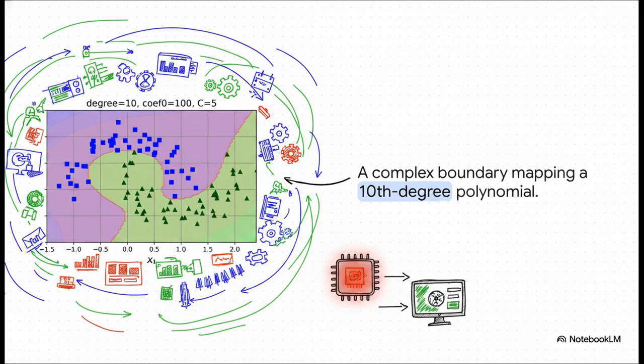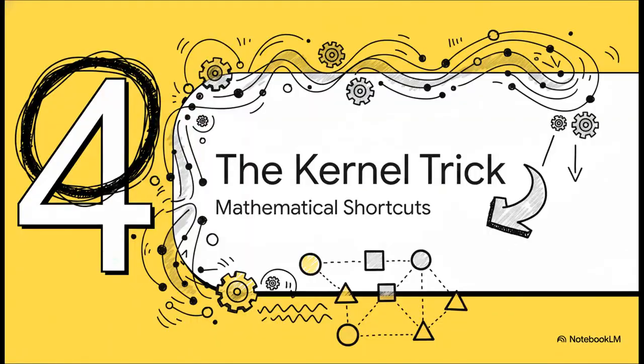It looks amazing, super flexible. But there's a huge catch here. Pushing your data to a 10th degree polynomial means computing millions of new features explicitly. If you actually try running that, your computer will literally grind to a painfully slow halt. It is just way too computationally expensive to calculate all those new dimensions by hand. Which leads us perfectly into section 4, the kernel trick.